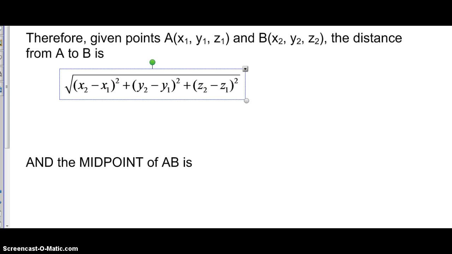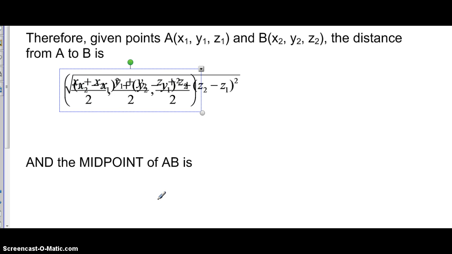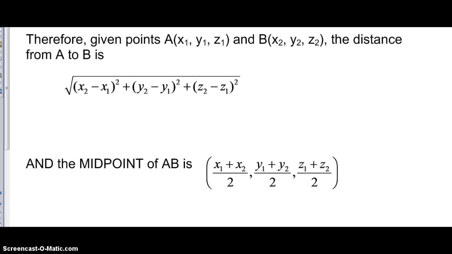In addition, the midpoint of AB can also be found by using the midpoint formula that we're used to from two dimensions. In this case, we'll be doing it in three dimensions, so we have x1 plus x2 over 2 to find the x value for the midpoint. The y value will be found by adding y1 and y2 divided by 2, and the z by adding z1 and z2 and dividing by 2.